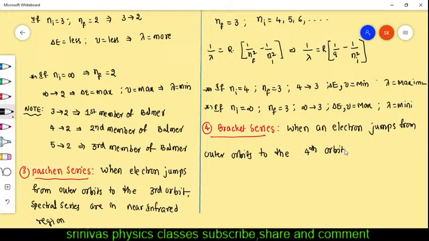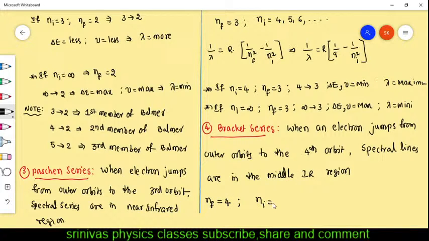The spectral lines released in the Brackett series are in the middle infrared region. In this, transition should occur to the fourth orbit. The final energy state is the fourth. From where will it occur? From higher energy states, more than 4, which are 5, 6, 7, and so on, up to infinite.